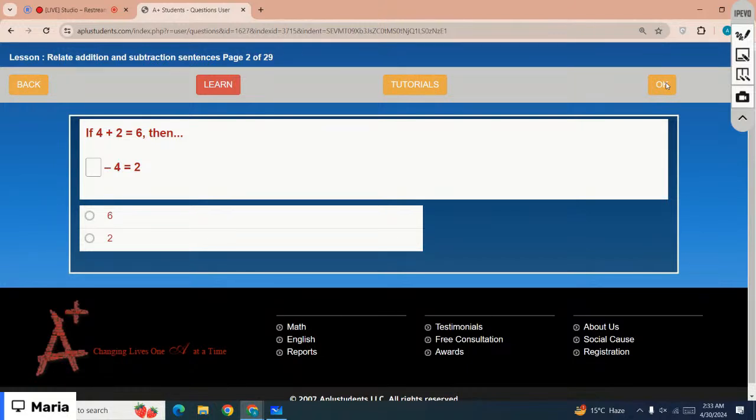If 4 plus 2 equals 6, then what number take away 4 equals 2, which is the correct option? The correct option is 6 minus 4 equals 2. The missing number is 6.